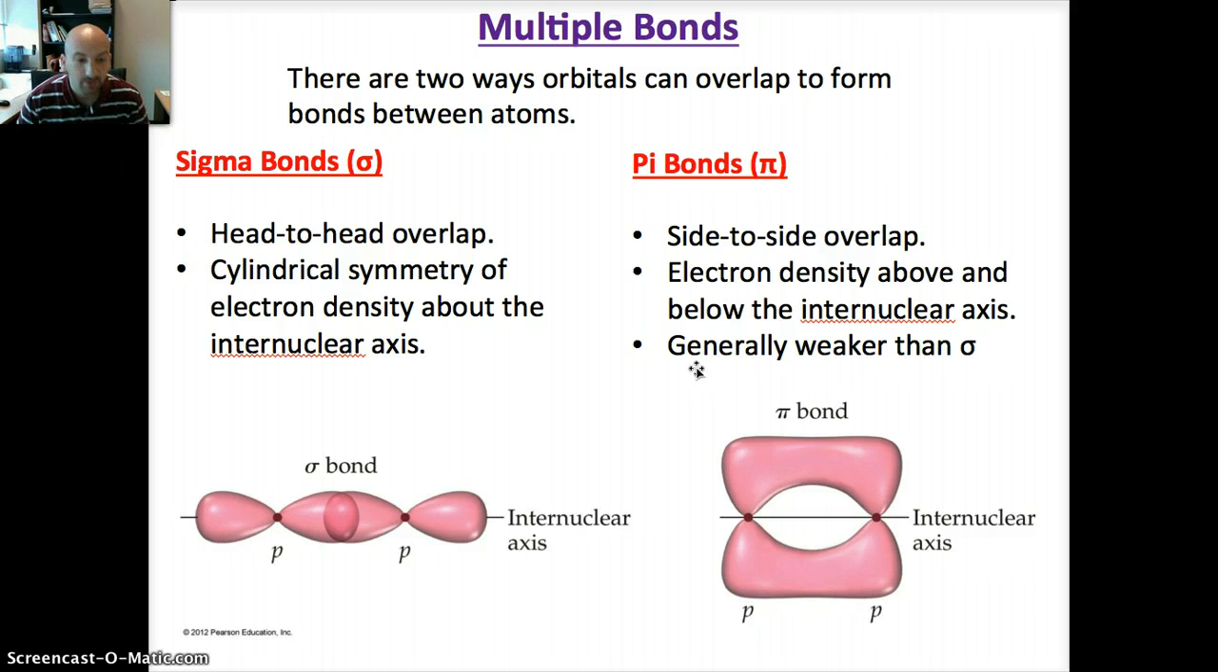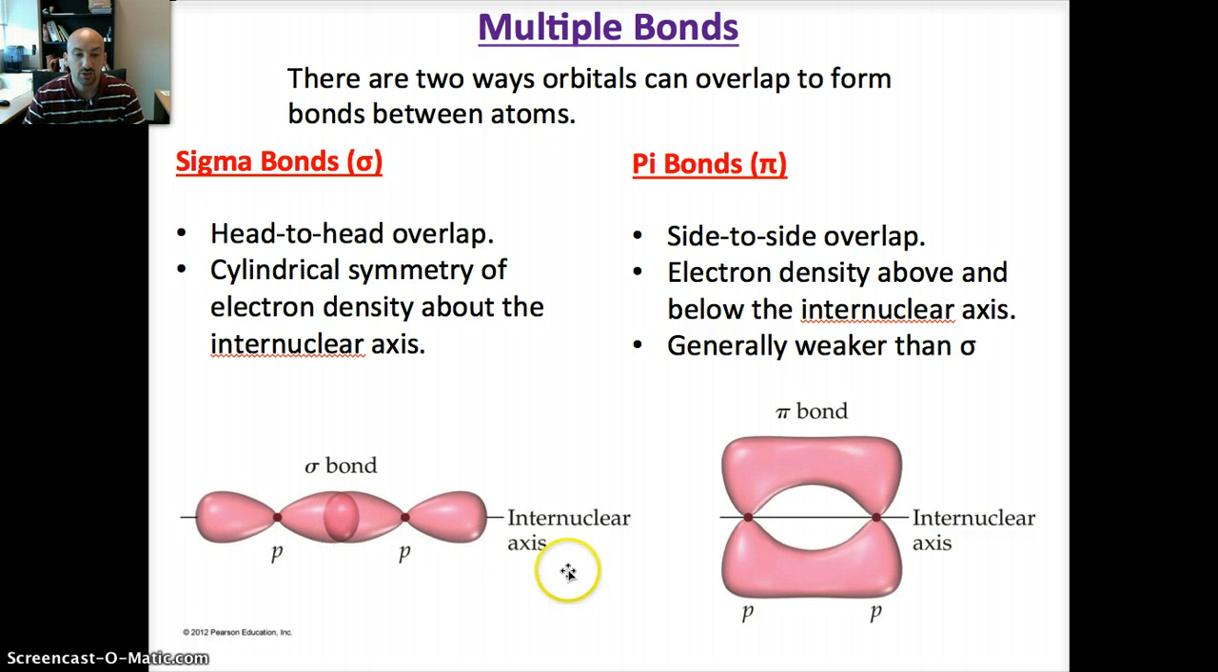When talking about covalent bonds, we always show the electron density existing between the two atoms. That means they're on the internuclear axis, which is shown here. These are what we call sigma bonds. These have head-to-head overlap. They have cylindrical symmetry of the electron density about the internuclear axis, so wherever they're intersecting, it's right there on the axis.